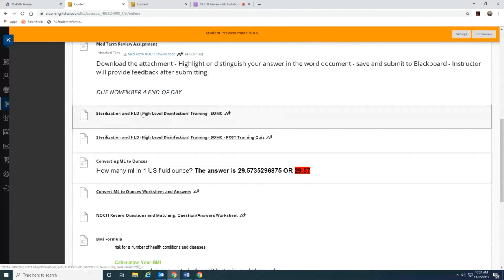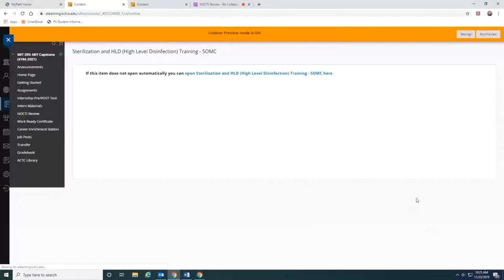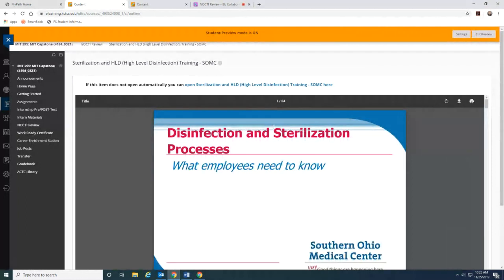A few other items: sterilization and high-level disinfection. This is a training from Southern Ohio Medical Center. Some of the questions that you see on this exam are going to be clinically related. So we don't prepare for the clinical aspects of this program. We're not medical assistants. We're medical administration. So we don't do the hands-on care. We don't draw blood. But there's still some things that we need to know about.